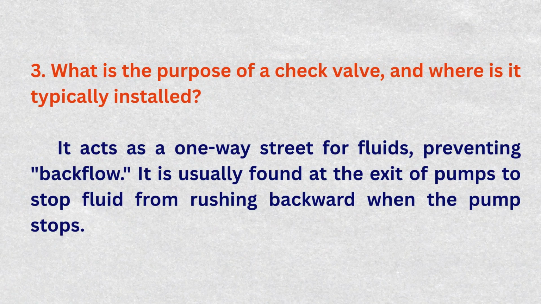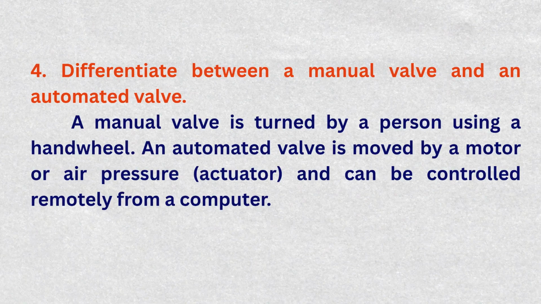What is the purpose of a check valve, and where is it typically installed? It acts as a one-way street for fluids, preventing backflow. It is usually found at the exit of pumps to stop fluid from rushing backward when the pump stops.